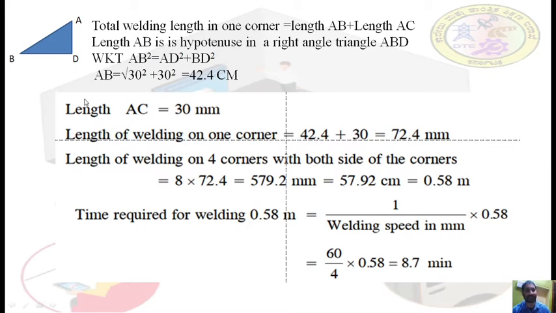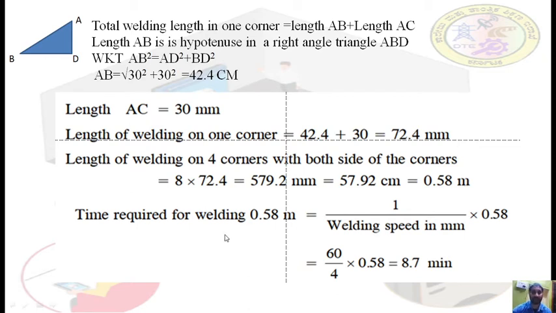Since all dimensions are given in millimeter, the total length of the weld will be 579.2 mm, that is 57.92 centimeter or 0.58 meter. You have to convert into meter because all other requirements are given in terms of meter. So 0.58 meter is the total length of the weld for making such rectangular gates.